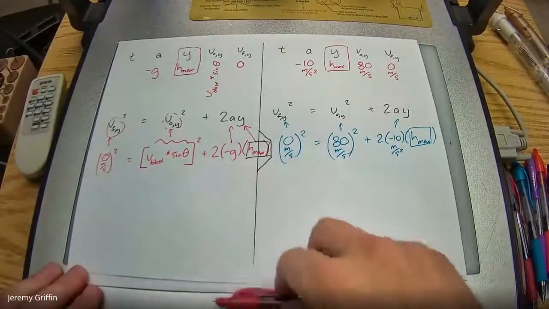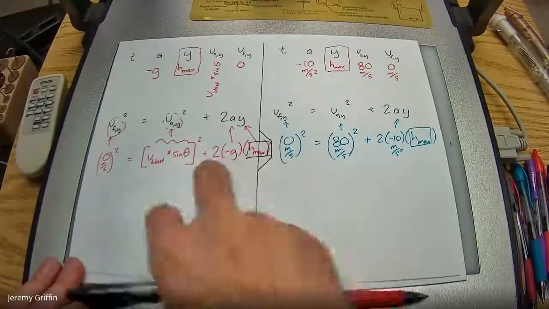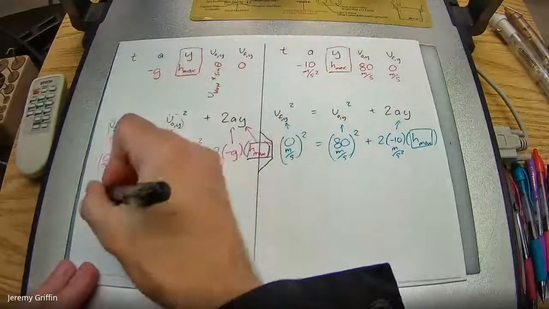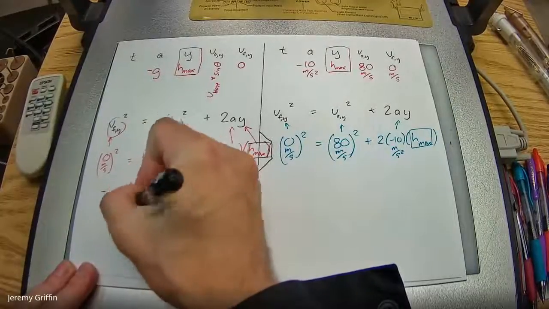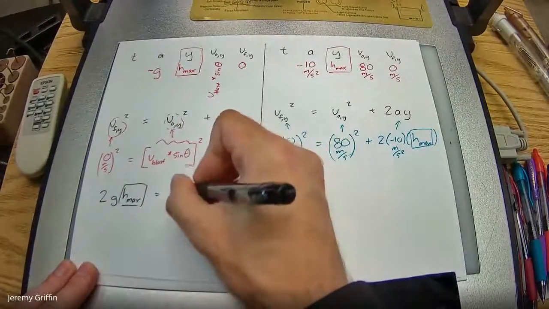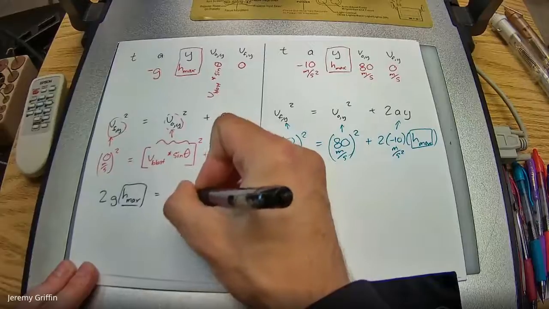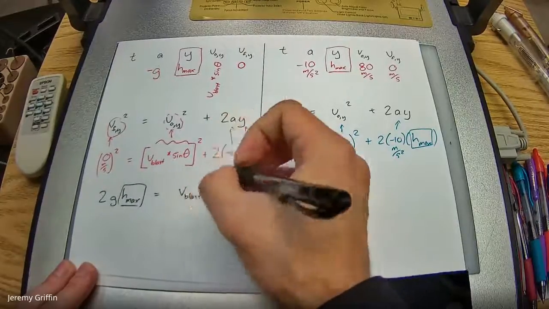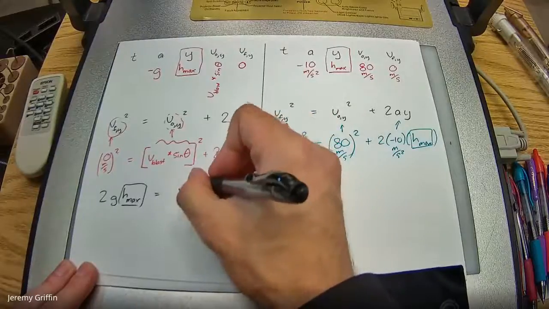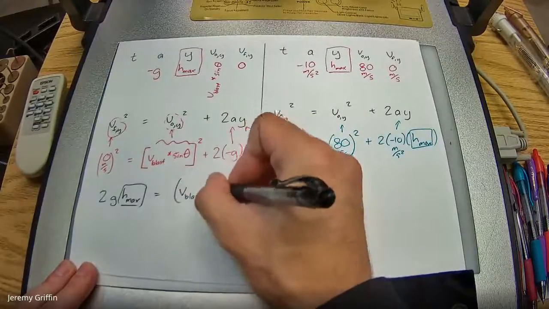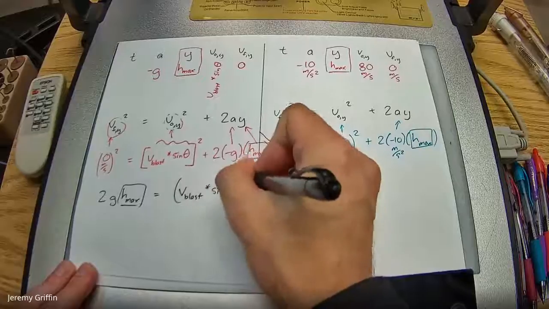All right, let me clean this up a bit. I've got a negative term here, I'm just going to add it over. So I'll have 2g h max is equal to v blast times sine theta squared, where that whole term's being squared, right?